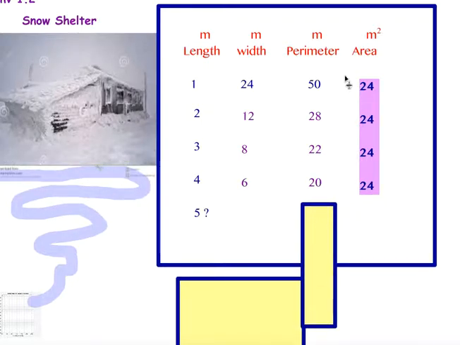So again, we could see the area might remain the same, but the perimeter would vary. So we decided if we were paying for the siding or the outside, we probably would want to choose this one. It has a smaller perimeter, which means we'd have to buy less supplies to build this snow shelter.